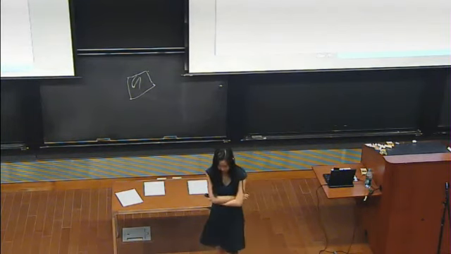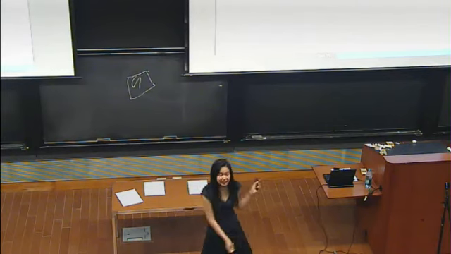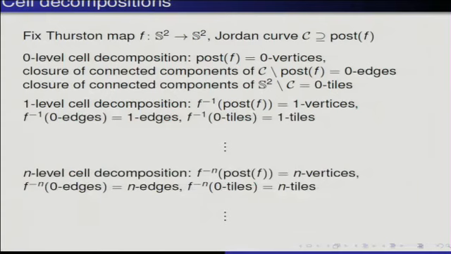Another way to say the map is expanding is if the diameter of the n cells goes to 0 as n goes to infinity. Questions so far? What are the n tiles? Oh yeah, n cells can mean n vertices, n edges, and n tiles. A cell is just homeomorphic to a closed disk, depending on the dimension. Any other questions?